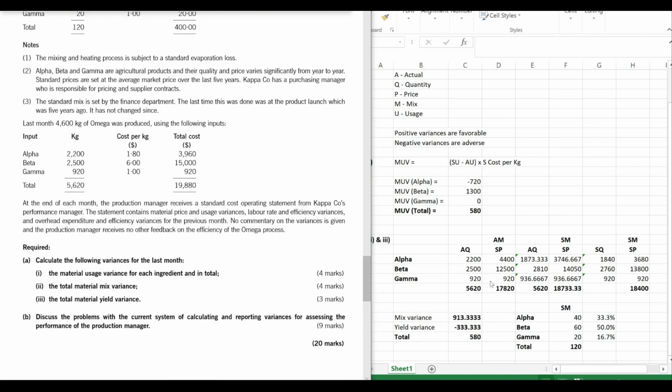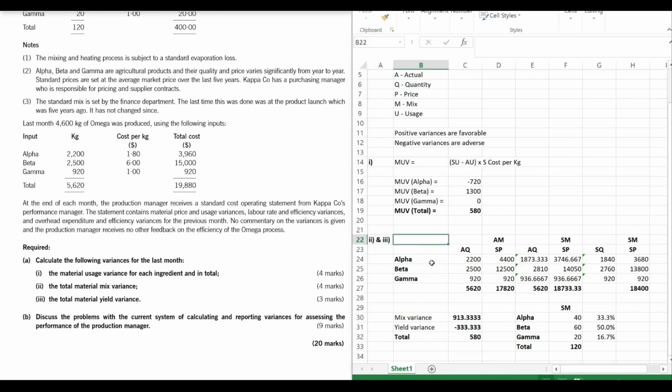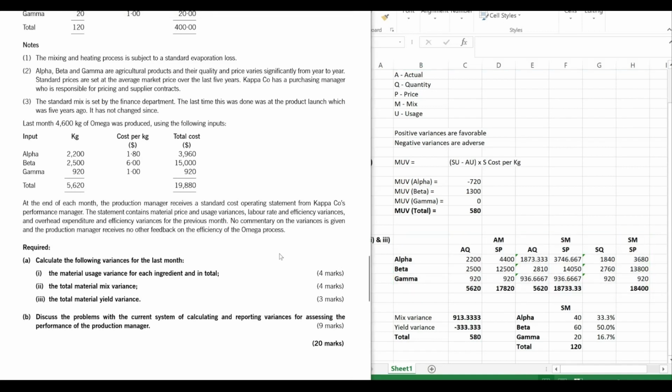But mind you, if this calculation comes in the multiple choice section, you could be expected to do this entire calculation, and it'll only be worth 2 marks. Okay, so you need to be very quick at it. Okay, so that's the first part, 11 marks worth.